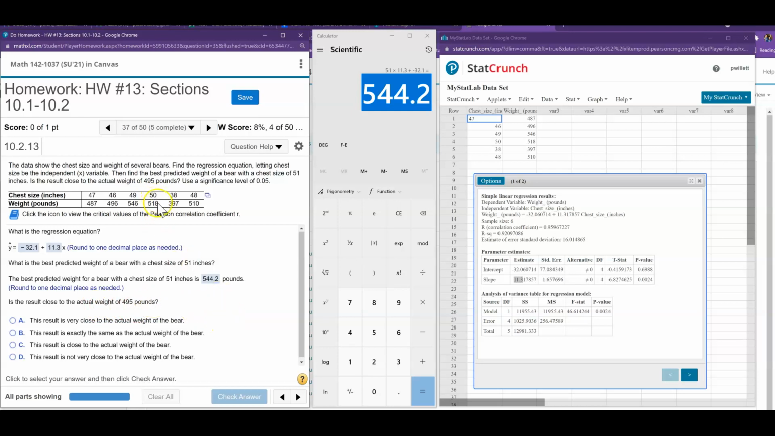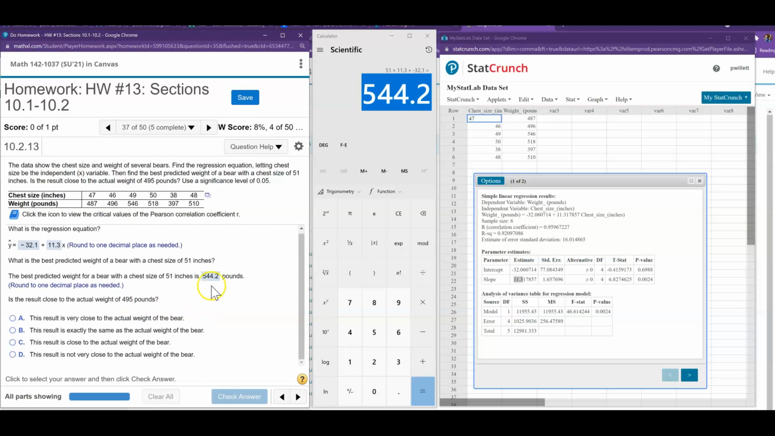Where is 51? I'm not sure where they got that. But nonetheless, if we compare it to a 495-pound result that they got from somebody, it seems pretty high. It looks like it's over by almost 10%. Do I want to say that's very close?